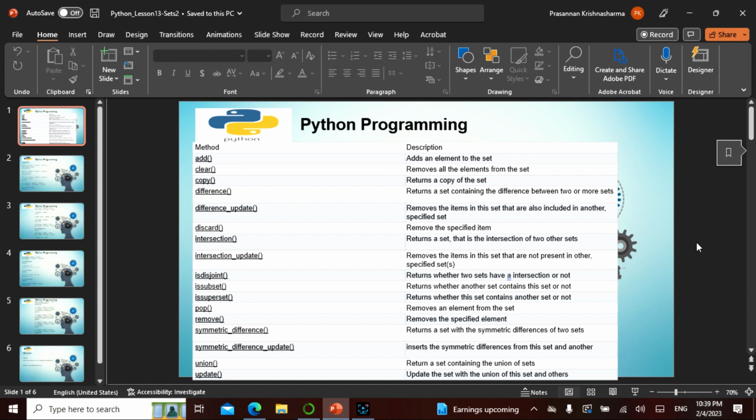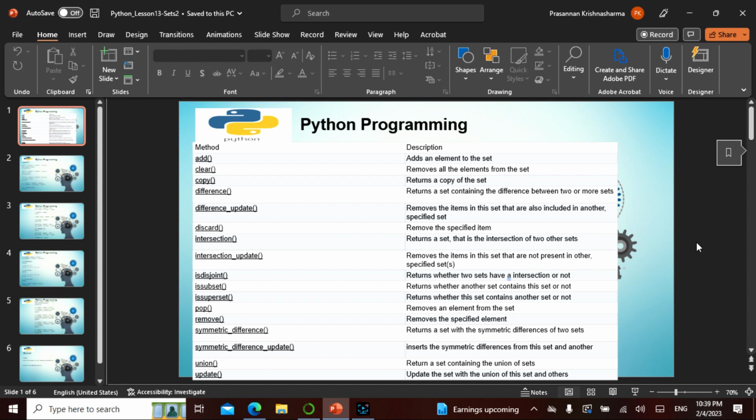We know the add, we know the clear, we know the copy. We have not seen the difference. We have not seen the difference update. We know the discard. We have seen the intersection. We have seen the intersection update. We have not seen isdisjoint. We have not seen issubset, issuperset, pop. We have seen remove. We have seen symmetric difference update, union and update. We have seen that. There are still a bunch of commands left.